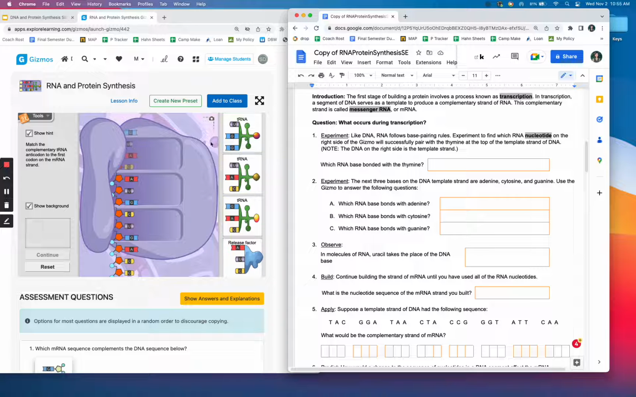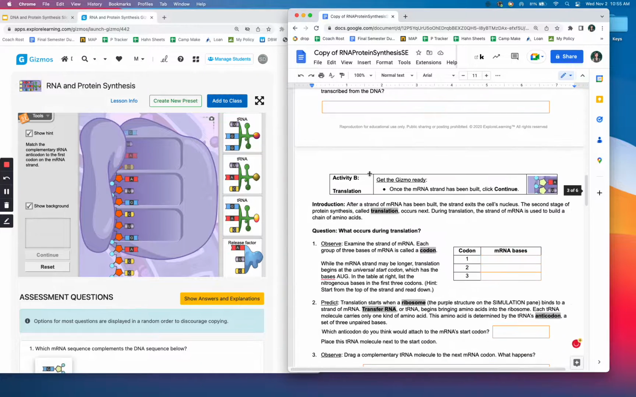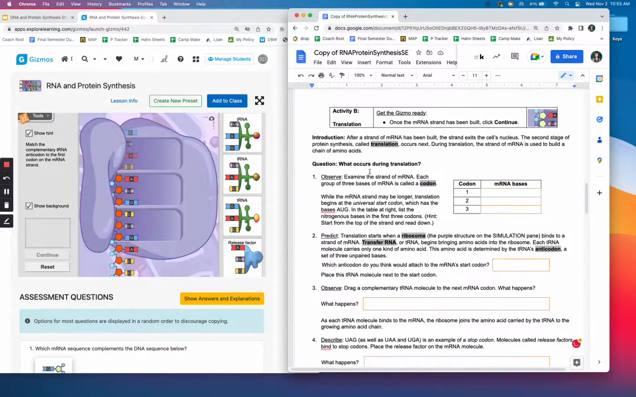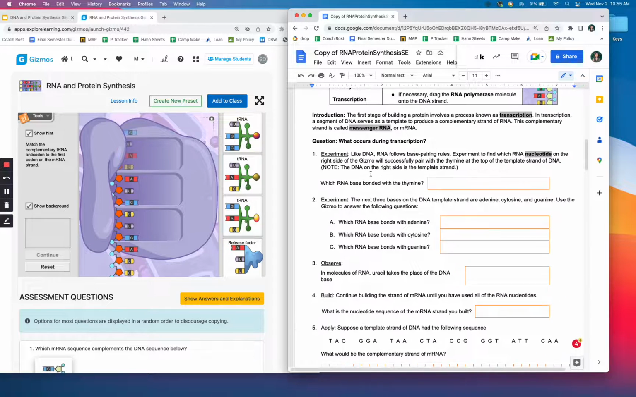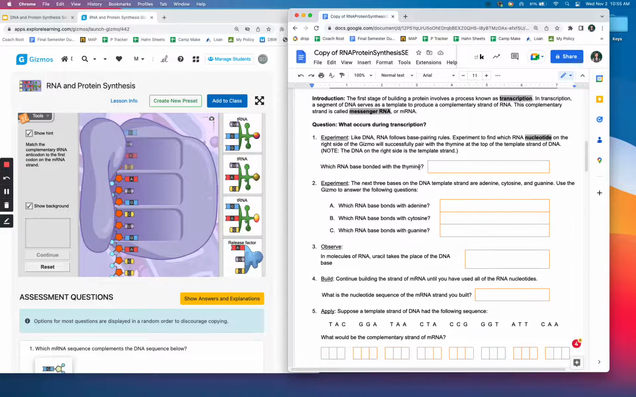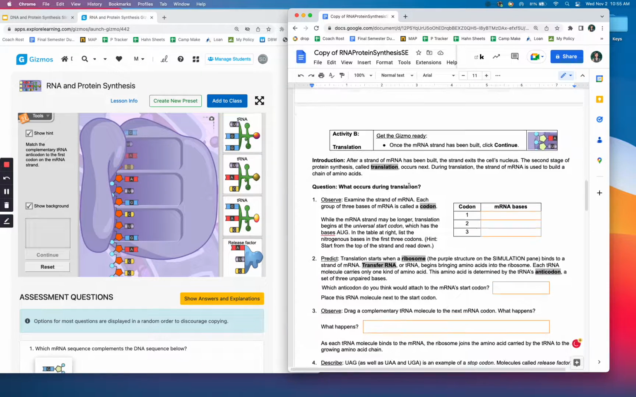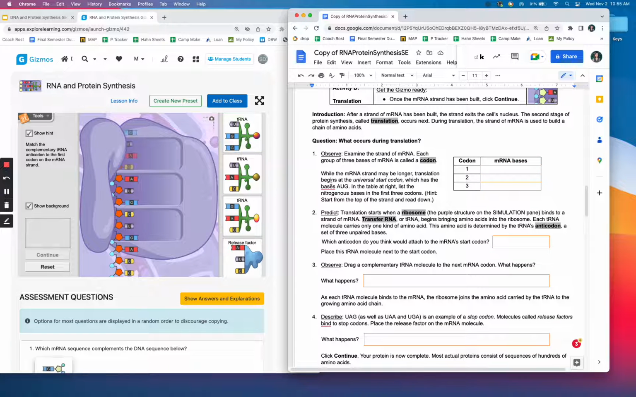So I need to figure out which tRNA is going to bond with this group of three, which is called a codon. So you're going to have already answered these. Okay, and now we're going to go ahead and do... So that whole activity A was all transcription. Okay, so where mRNA is making a copy of the DNA. Now we're going to do translation where we're going to read the mRNA and make a protein.